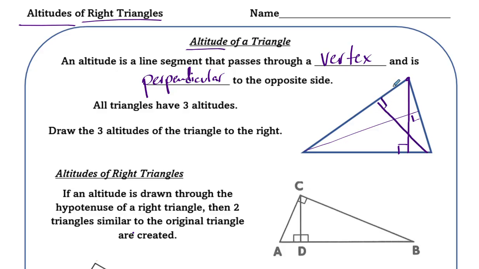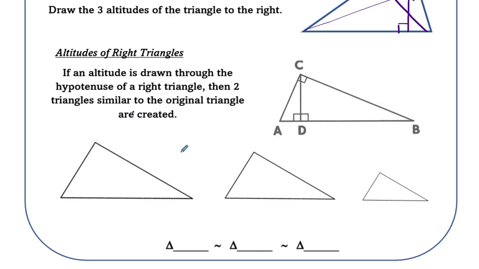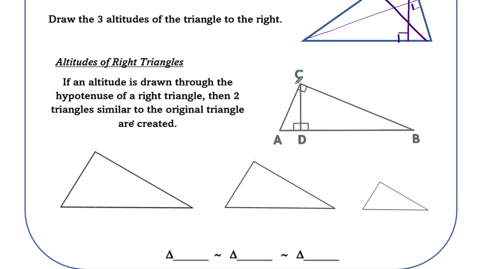So there are some relationships that actually happen with altitudes of triangles in general, but we're going to focus on altitudes of right triangles because that creates three similar triangles. We have this original triangle, ABC. That's our original triangle. When we drop that perpendicular from this vertex straight across, so from the right angle, straight across, and form two more right angles here, we're creating three similar right triangles. The original triangle, this small triangle, and this medium-sized triangle.